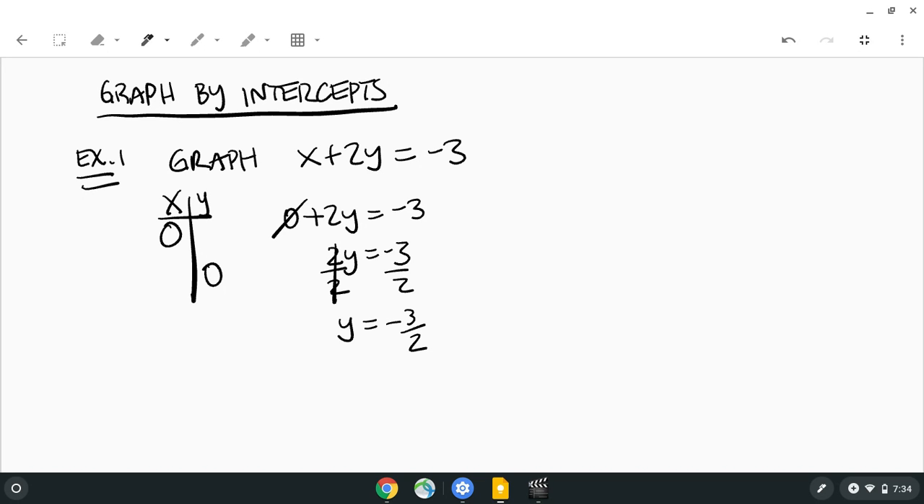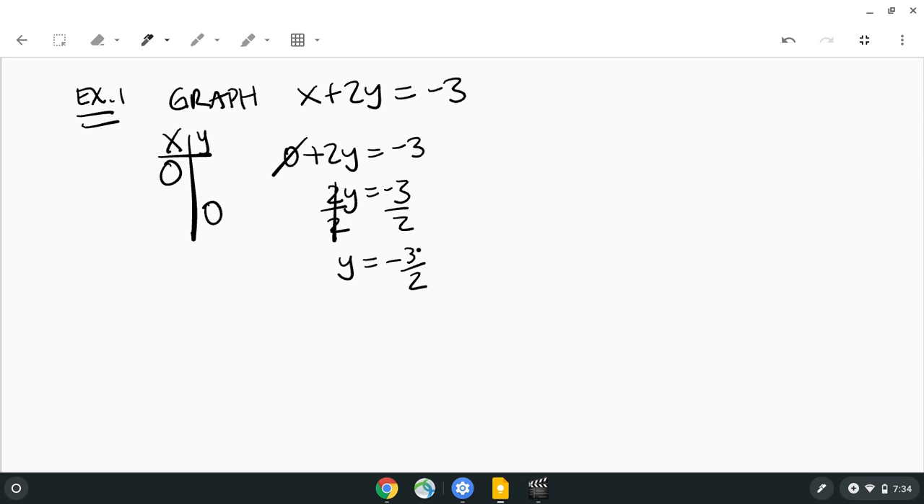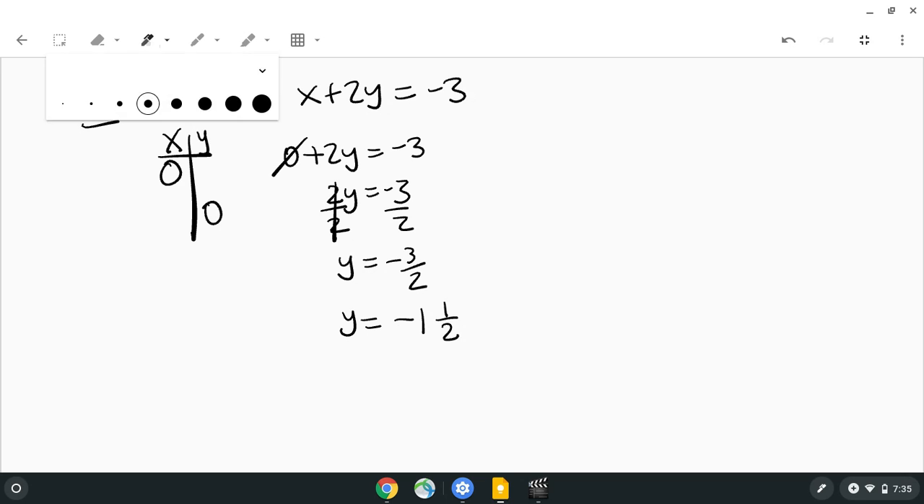Whenever the numerator, the top number, is larger, you can always turn it into a mixed fraction. So 2 goes into 3 once with a remainder of 1. So that remainder goes on top. Denominator stays the same. Okay, so let me go ahead and change this to red. Okay, so we get -1.5.